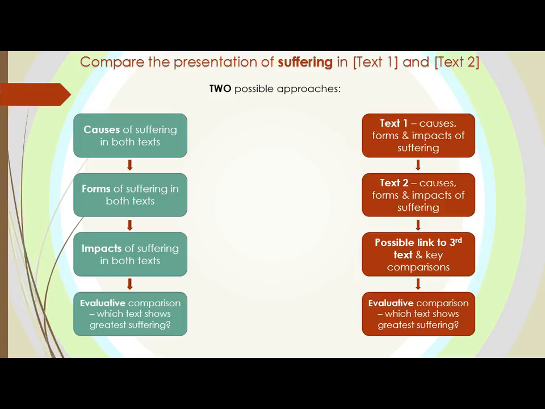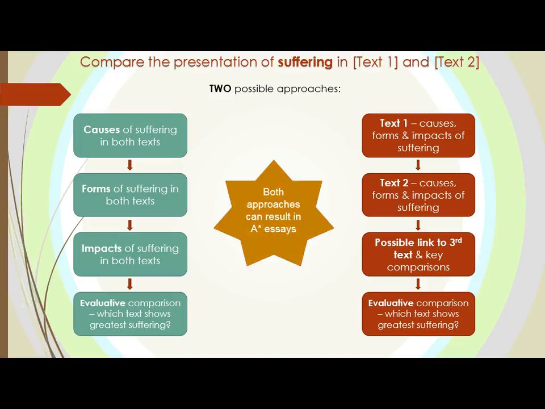An alternative approach would be to focus on text 1 in a lot of detail, the causes, the forms, and the impacts of the suffering, and then after that to move on to text 2. Now again, this would not necessarily all be 1 paragraph on a text 1. It may be that you work through the different aspects of causes, forms, and impacts of suffering for text 1 with separate paragraphs, but then you move on to text 2 and you start making connections back to what you've said about text 1. You could then move on and make a possible link to a third text if you felt there was a worthwhile comparison to be made there. And again, you would lead yourself to a conclusion where you make an evaluative comparison. You argue which text shows the greatest suffering.